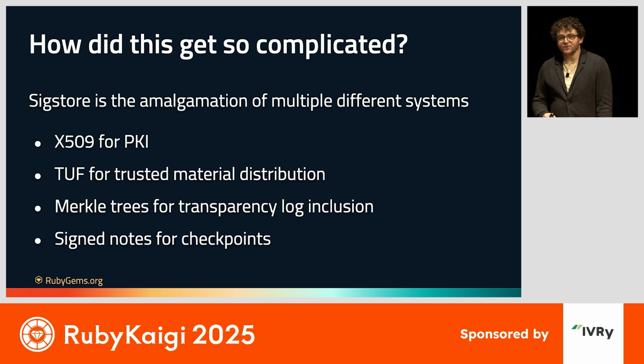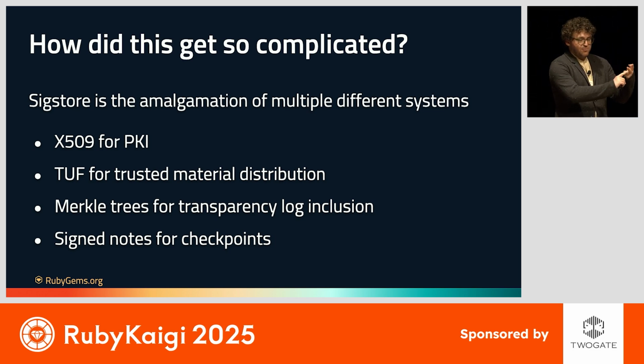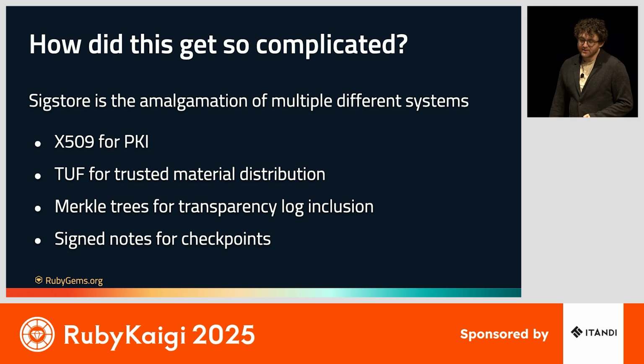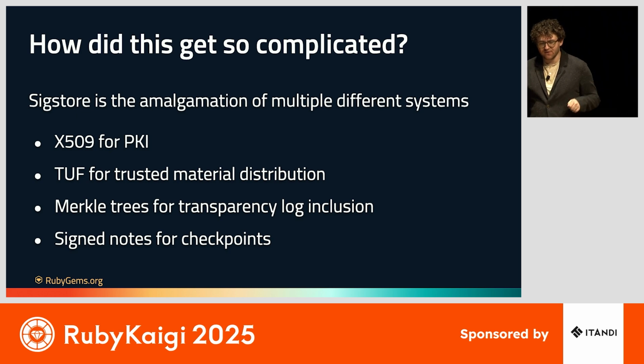If you write Go, you can import the X509 library. You can import the TUF client. You can import the Merkle tree library. You can import the signed note library from Go's module system. All of that's there. But not all of these things are there for Ruby, and they're certainly not all in the standard library. And even X509 is difficult to work with.